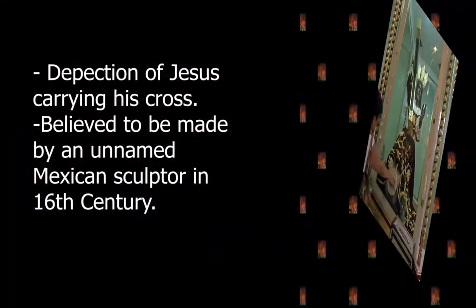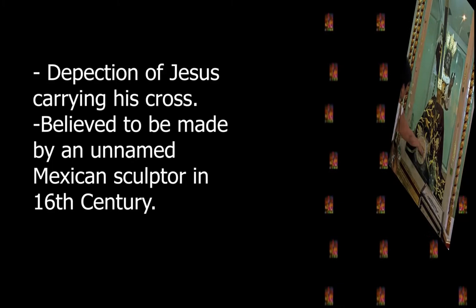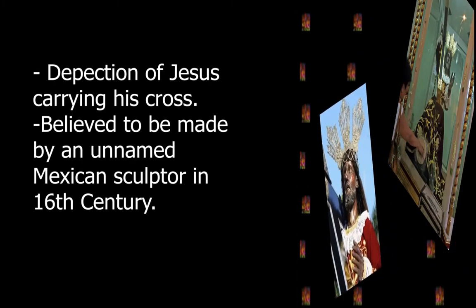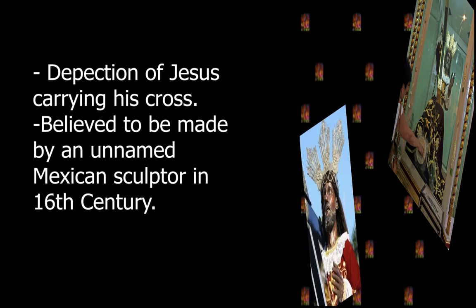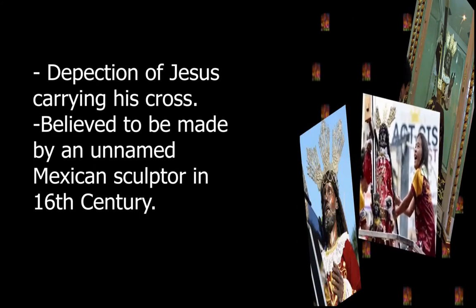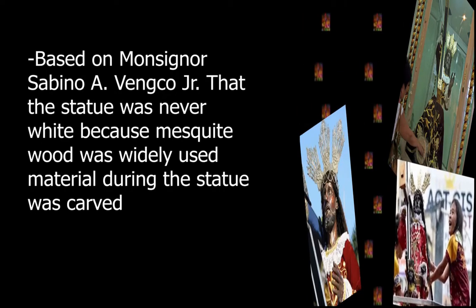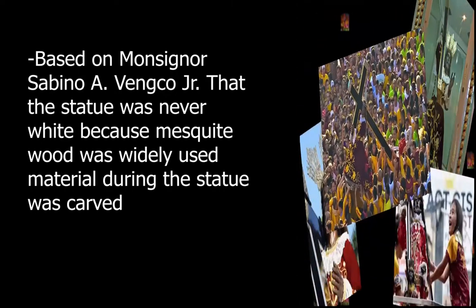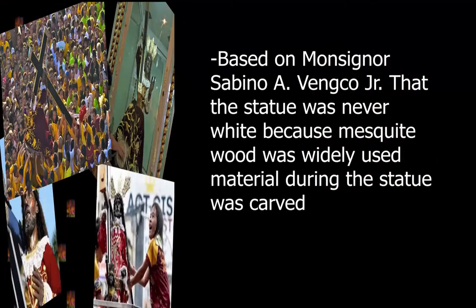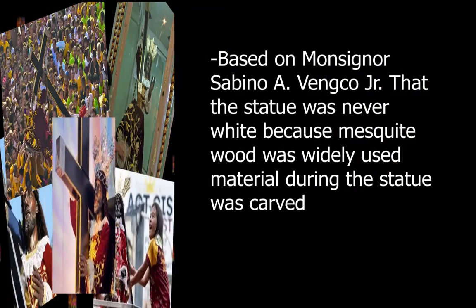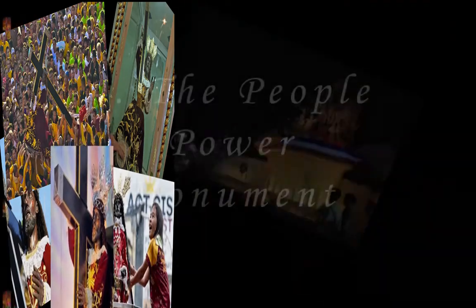The Black Nazarene is a depiction of Jesus carrying his cross. Many believe that an unnamed Mexican sculptor made the statue in the 16th century. Based on the research of theologian Monsignor Sabino A. Vengco Jr. of the Loyola School of Theology, the statue was never white, because mesquite wood was widely used as material when the statue was carved.